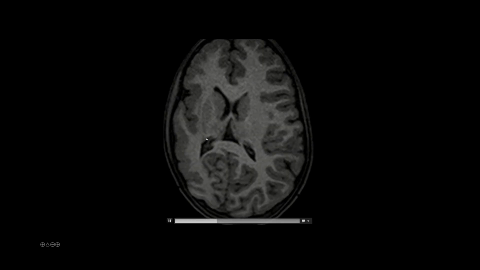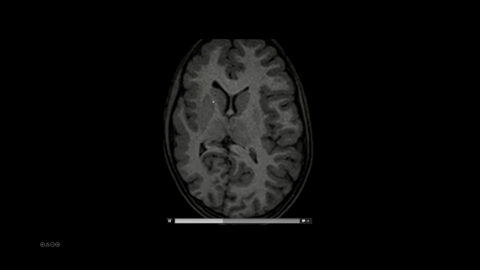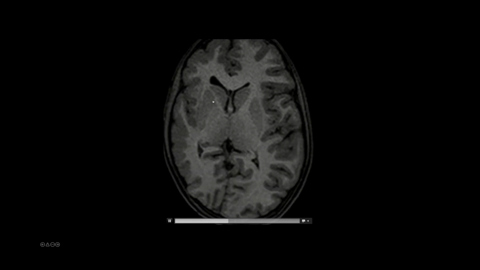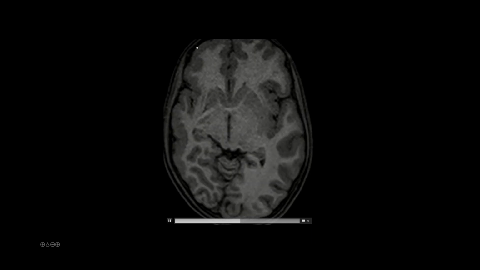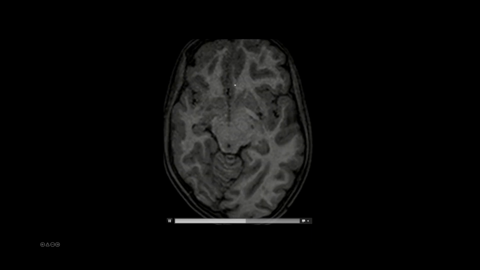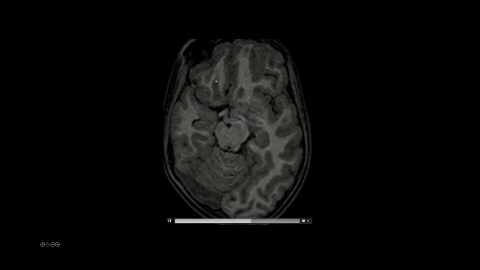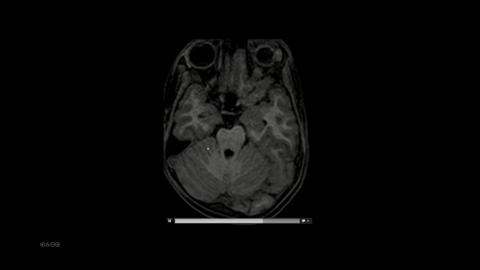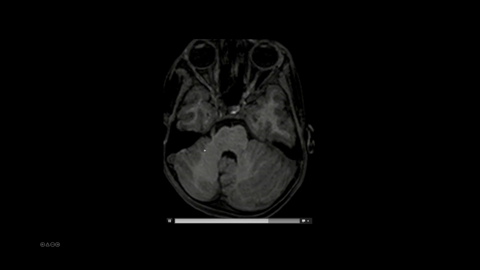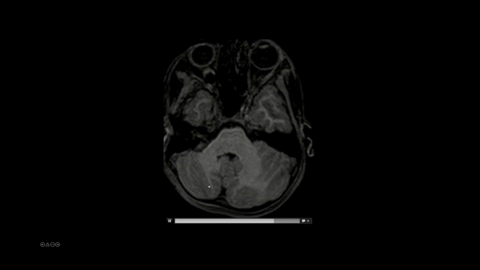Some asymmetry of the ventricles. So the left cerebral cortex is normal. There is asymmetry of the cerebral hemispheres. The right is smaller than the left. There is Wallerian degeneration of the brainstem, and also probably some hypoplasia, asymmetrical appearance of the cerebellum as compared to the contralateral side.